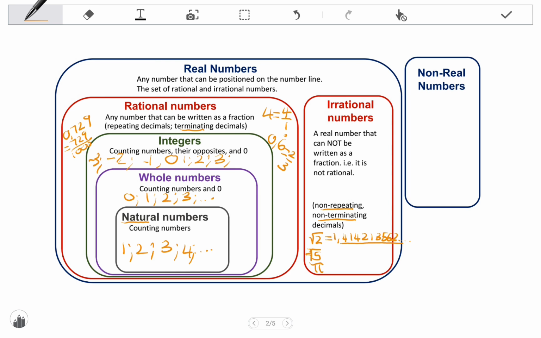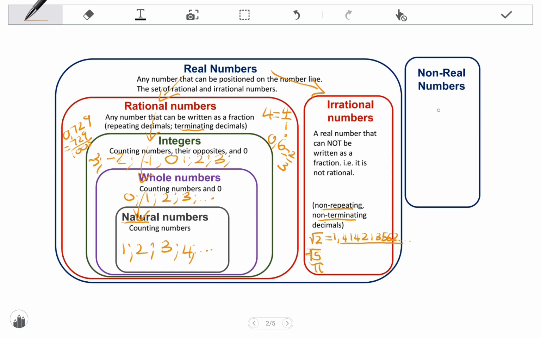Now, real numbers are any number that can be positioned on the number line. So if we can find its position on the number line, it's a real number, okay? So I've worked from the bottom up. I'm just going to work from the top down. So real numbers can be divided into rational or irrational. Rational numbers will be integers, whole numbers, or natural numbers. And on the next slide, we'll focus on the fractions, okay?